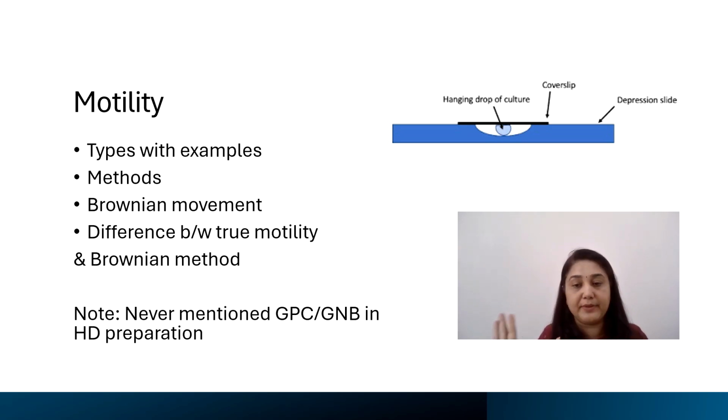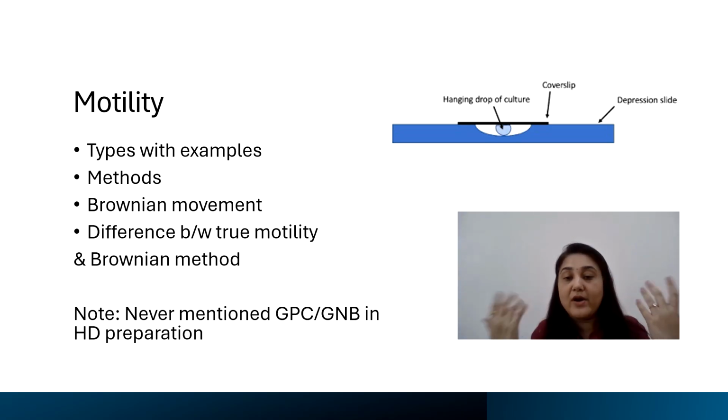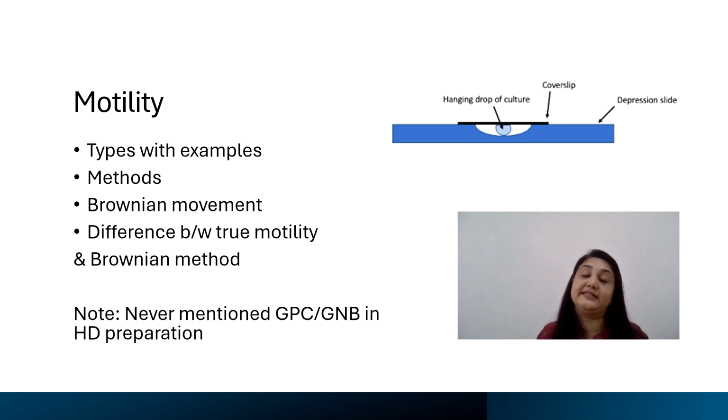I'm not going into the preparation, but what are the viva questions that would be there in this? You have to know the types of motility with examples, like actively motile bacteria, sluggishly motile, darting motility. So various types of motility with examples. Don't stick with the bacteria, also consider the parasites which have a motility, like falling leaf motility.